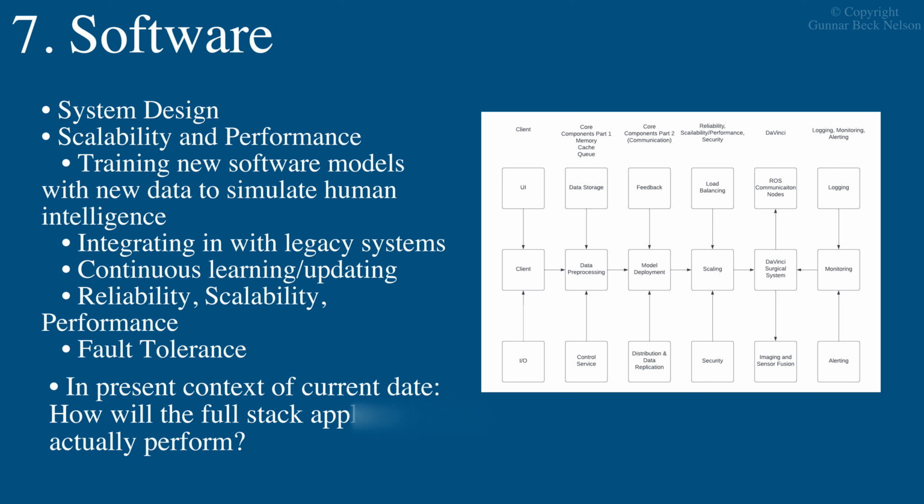Now, in the context of software, this largely revolves around system design and how well the model can scale for a larger impact. We also need to consider how effectively a model can be trained on data, depending on the domain and usage of artificial intelligence, and how the neural network should be trained. If we are training new software models with new data to simulate human intelligence, we need to figure out how they will interact with legacy systems, and also consider reliability, scalability, performance, and fault tolerance. But really, we need to ask ourselves, how will the full stack application actually perform?